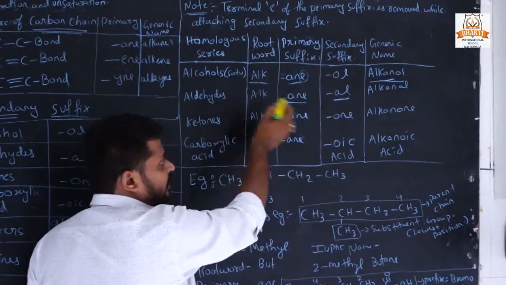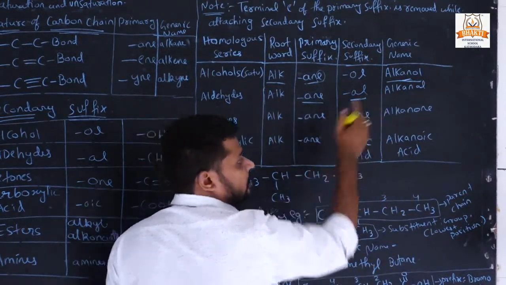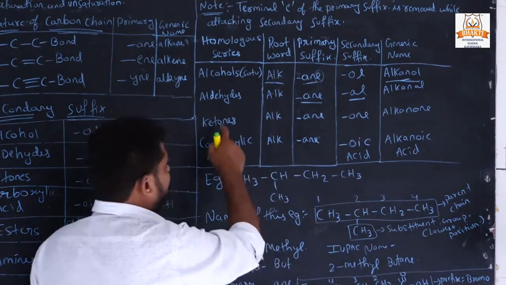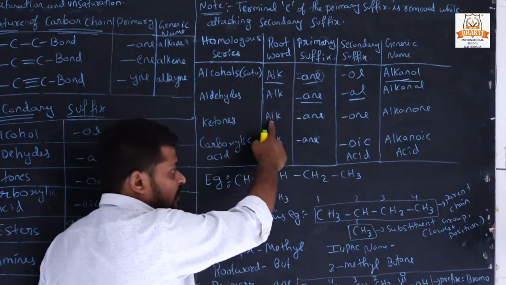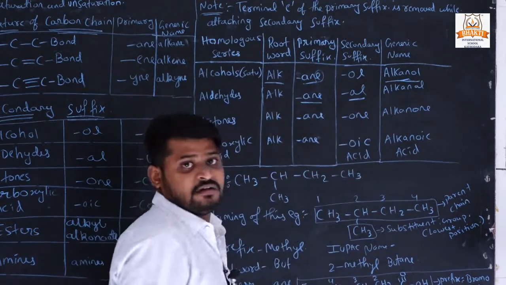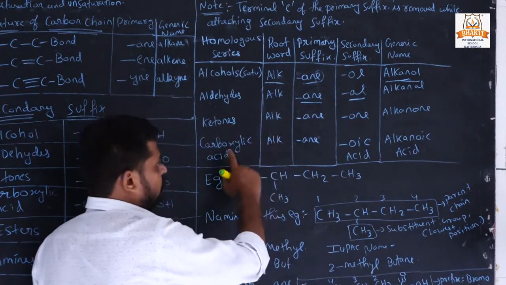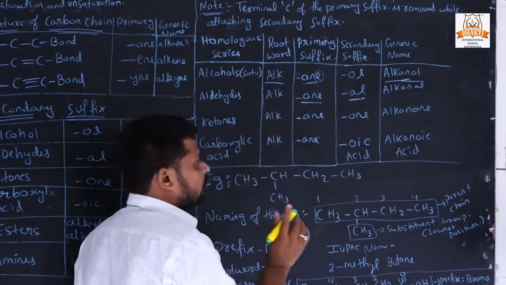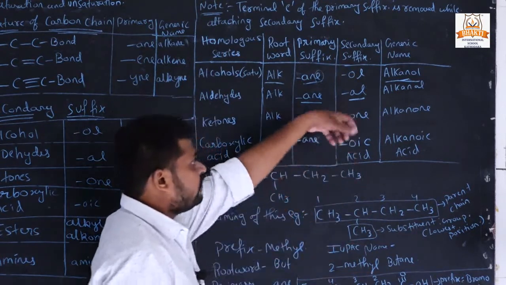Now the secondary suffix of aldehyde is al, so the generic name is alkanal. If it is from the ketone group, the root word is alk and the secondary suffix is one, so alkanone. Same for carboxylic acid, the secondary suffix is oic, and the primary and root word are the same, so alkanoic acid. Understand how we will give their name?